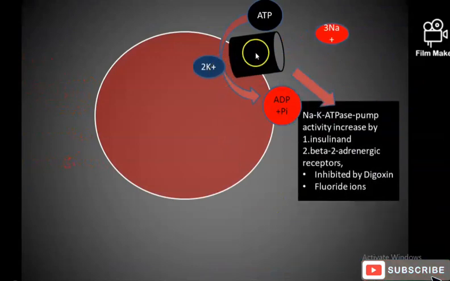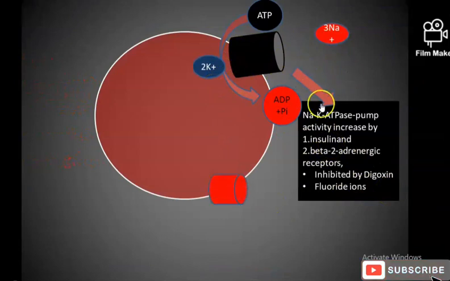What factor activates this pump? One is insulin, the other is beta-2 receptor agonists like salbutamol. They activate these pumps and move potassium from the outside to the inside and create a patient with hyperkalemia. What factor inhibits this pump? Digoxin and fluoride inhibit this pump, and if this pump is inhibited, there is no movement of potassium from the outside to the inside, so it can lead to hyperkalemia in case of intoxication by digoxin and fluoride ions.